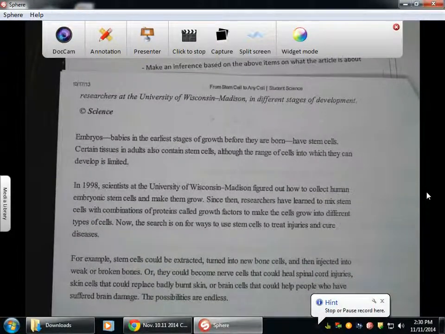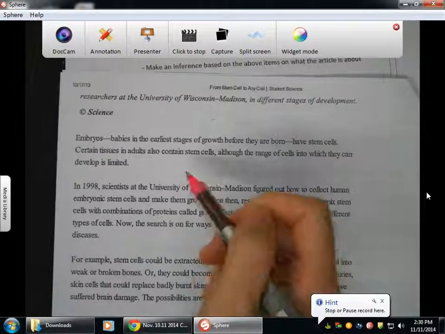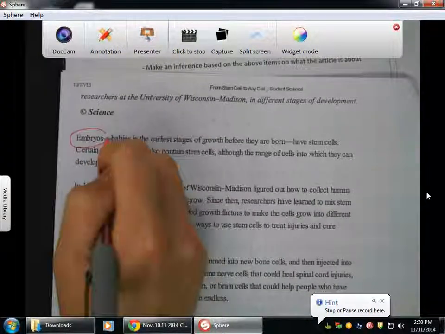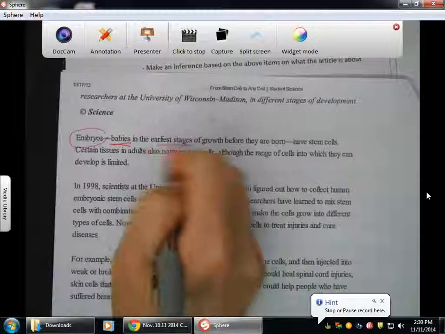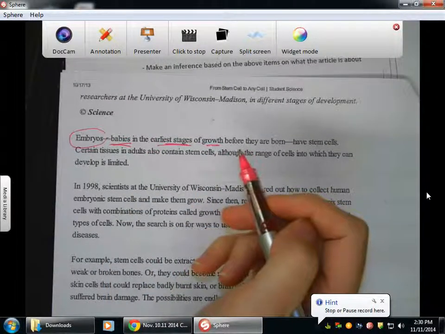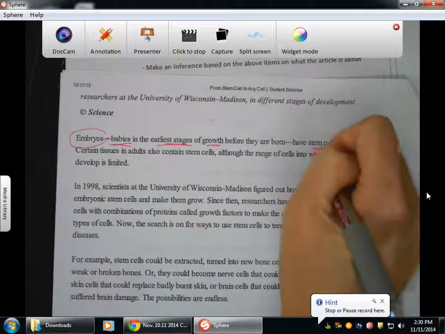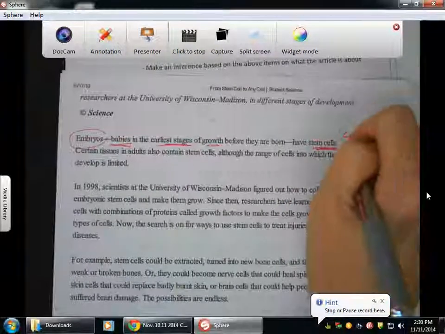Embryos, babies in the earliest stages of growth before they are born, have stem cells. Certain tissues in adults also contain stem cells, although the range of cells into which they can develop is limited. So there's that word embryos again. Talking about babies in the earliest stages of growth, that's what an embryo is. And that's where they have stem cells. So maybe that's answering the question of where they come from.